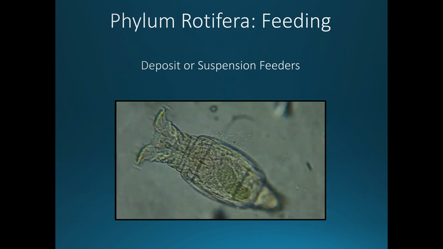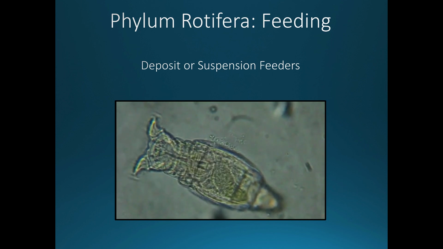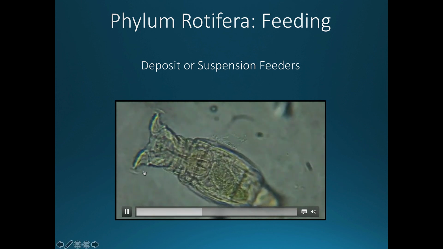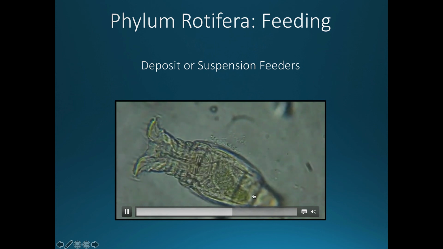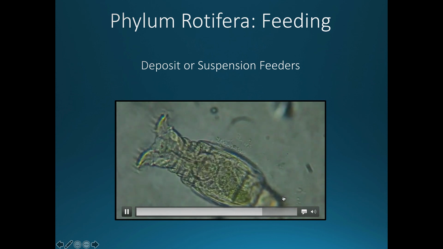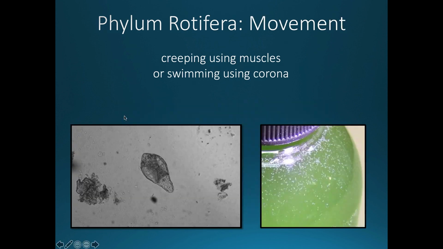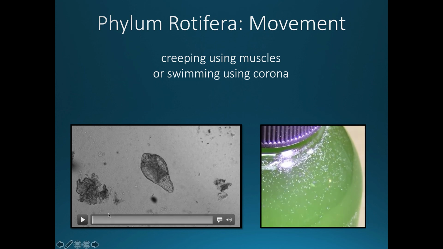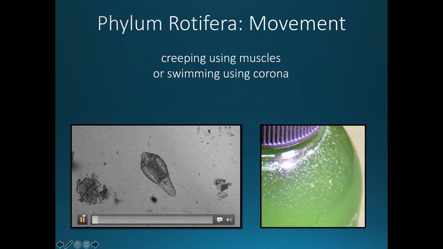So here's another picture of the Rotifera feeding. And so you can see the ciliated corona up on top here. And you can see the digestive system actually working as food is being brought into the Rotifera. Now the Rotifera move in a couple different ways. They move in what we might call a creeping motion using muscles. And this video here on the left demonstrates that pretty well. And so you can see what's happening here.